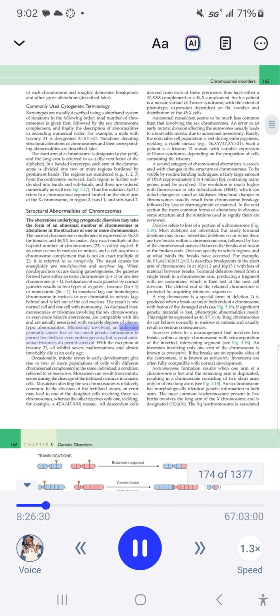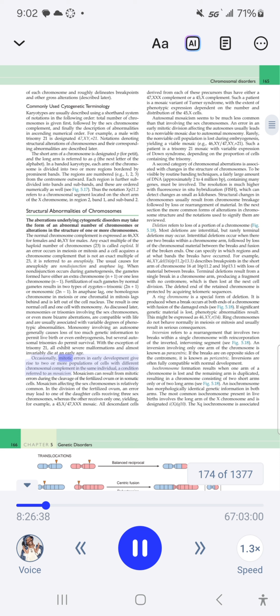Monosomy involving an autosome generally causes loss of too much genetic information to permit live birth or even embryogenesis, but several autosomal trisomies do permit survival. With the exception of trisomy 21, all exhibit severe malformations and almost invariably die at an early age.